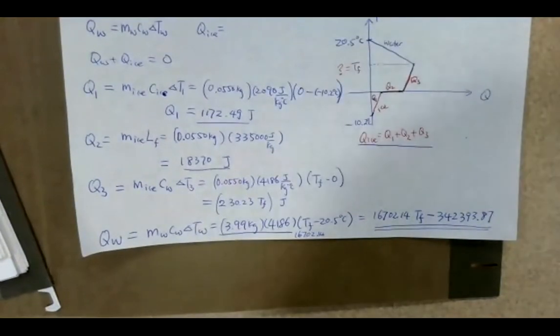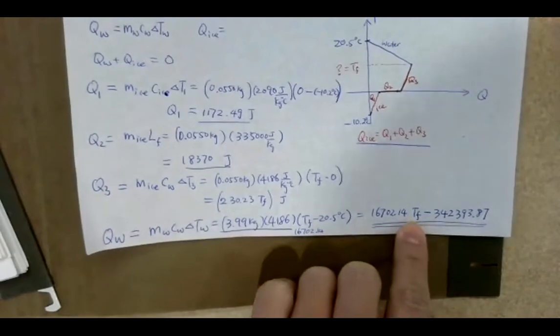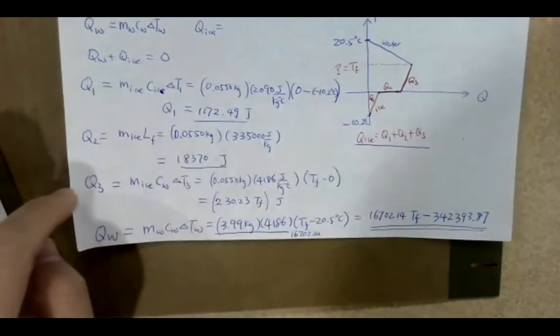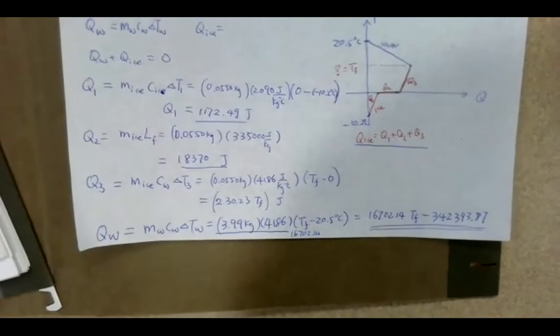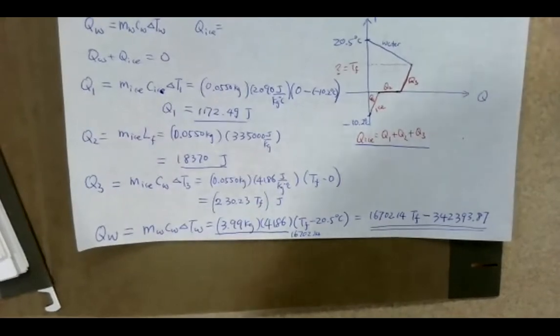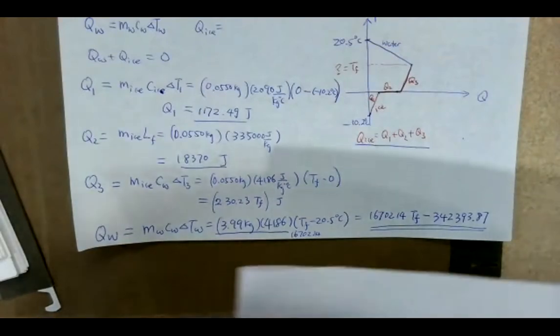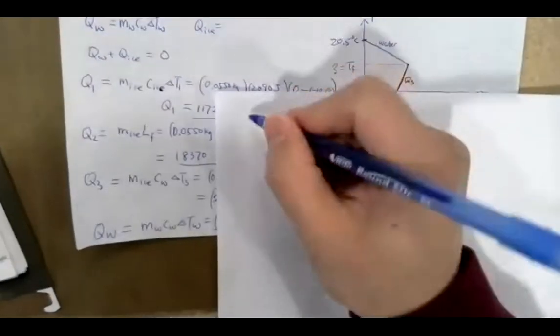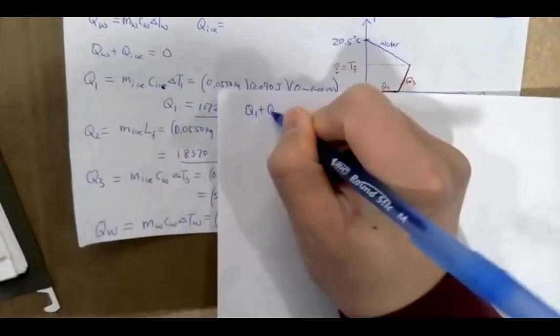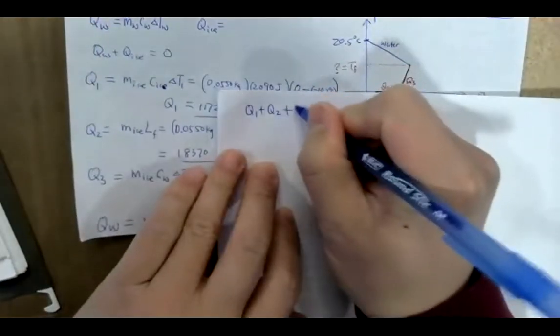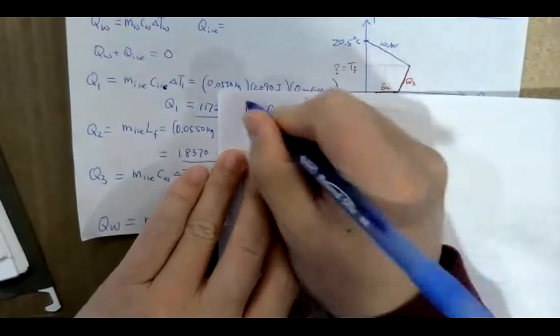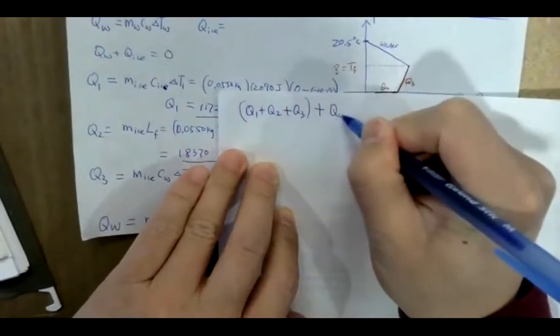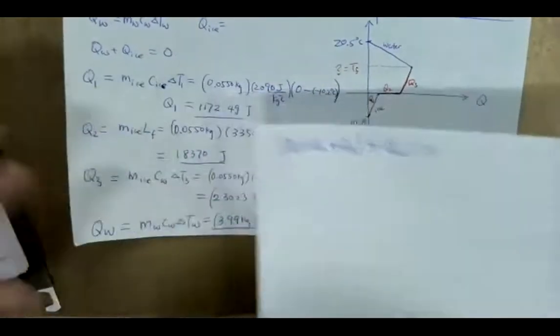All right, now you have QW in terms of TF. You should also have Q1 plus Q2 plus Q3. That's Q ice. That's also in terms of T final. Okay, so you are going to add those terms up. So Q1 plus Q2 plus Q3, this is for Q of ice, plus QW. That should equal 0.